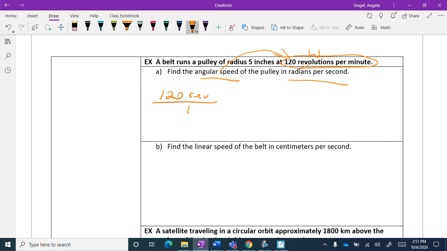We have revolutions in 1 minute, and I need to get it down to seconds. So we've done this before, just very briefly in class, and I'm going to show you my method. What you want is for the units that you want to get rid of to cancel, and you want the unit that you want to stay. Okay, so I have minutes and seconds. I know that there's 60 seconds in 1 minute. What helps me is to see that I need to take that 120 and divide it by 60, and I get 2. And now I have revolutions per second.